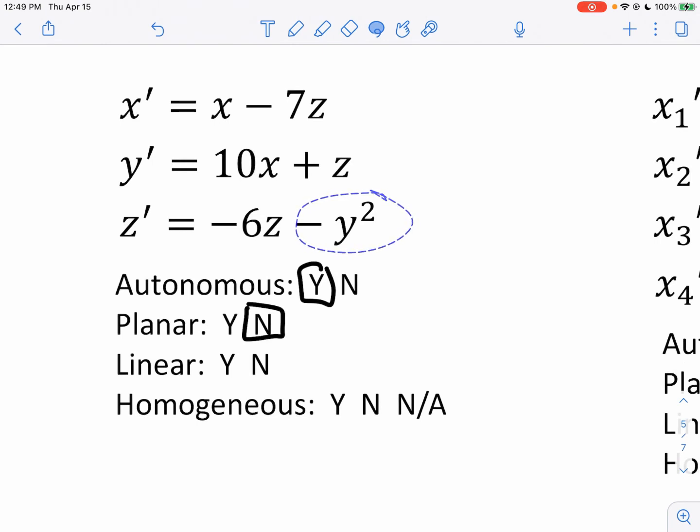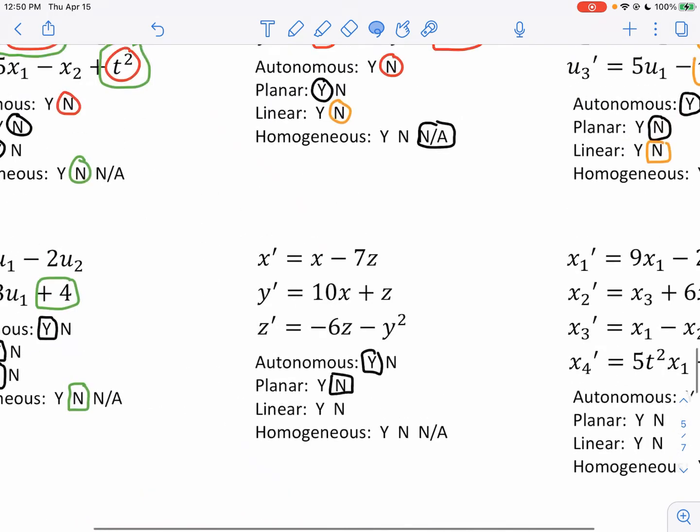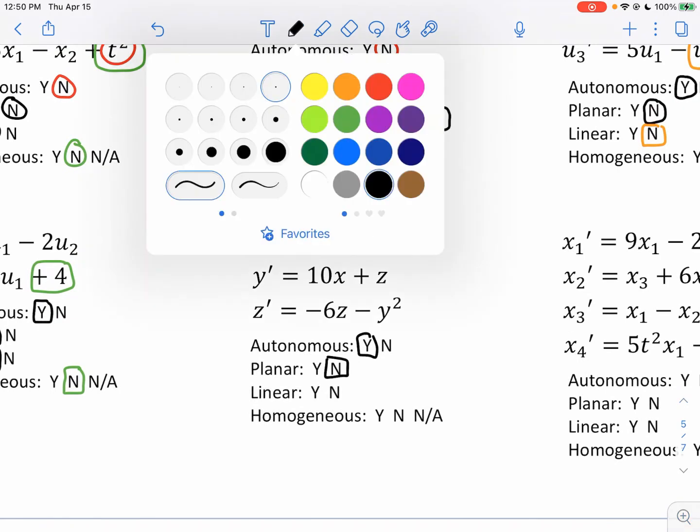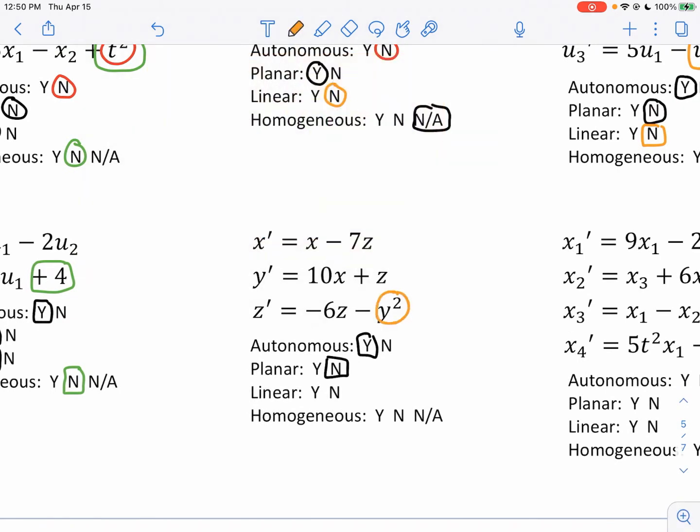If that had been a t squared, then this would have been linear, because the functions of the coefficients and the forcing functions can be any function of t that you want. But to be linear, you have to look at the dependent variables, the x, y, z. Do the x, y, z's in every equation have only the first power with a potential coefficient? That could be anything. Well, this dependent variable is raised to the 2. So this is the term that's going to violate being linear. So we have no to that because of this y squared term.